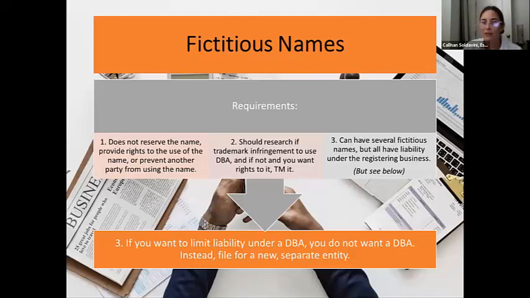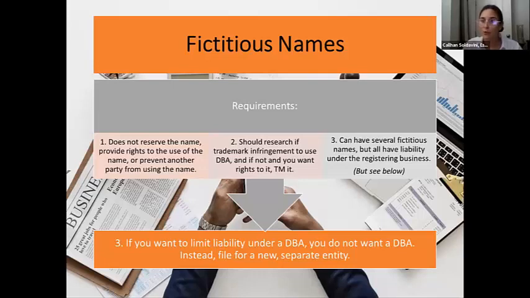Finally, you can have several fictitious names, but all of the liability is under the one registered business, the LLC or corporation or sole proprietorship. So if you have 10 different DBAs, you don't get separate liability protection in each of those. It actually is still going under the overarching umbrella of the registered business. So if you want separate liability, you'll have to create a separate entity for each.